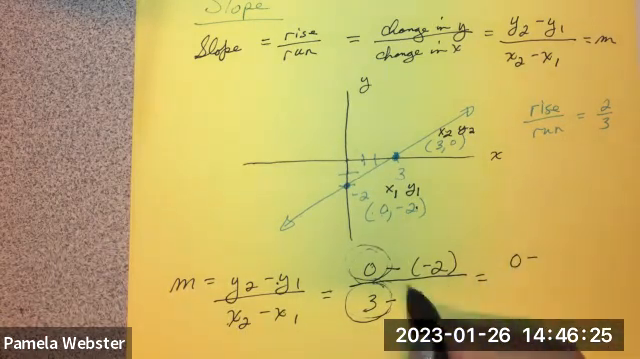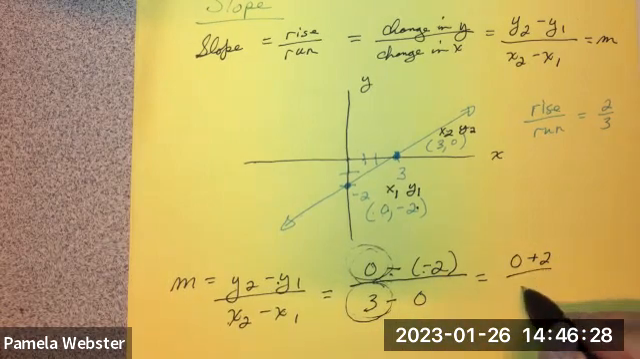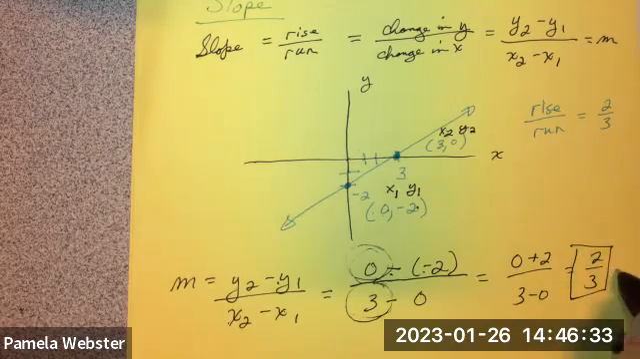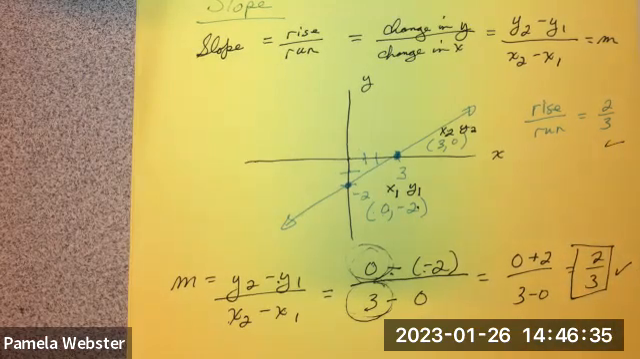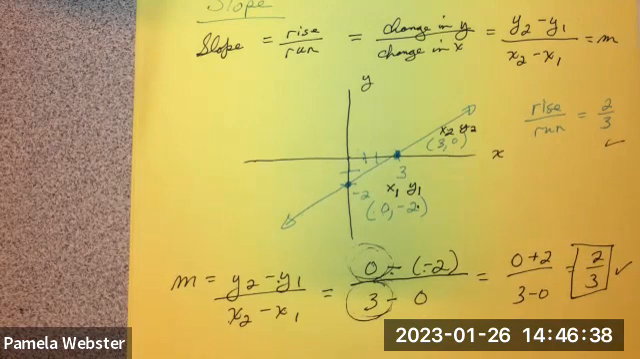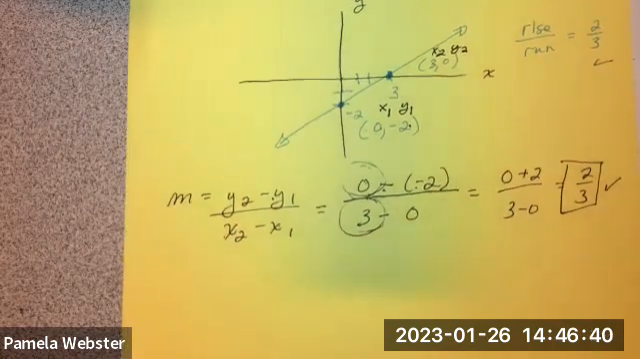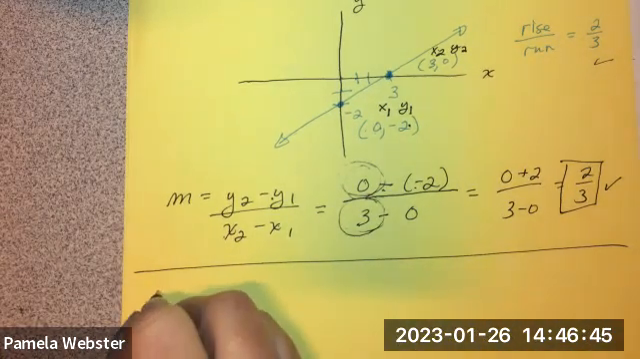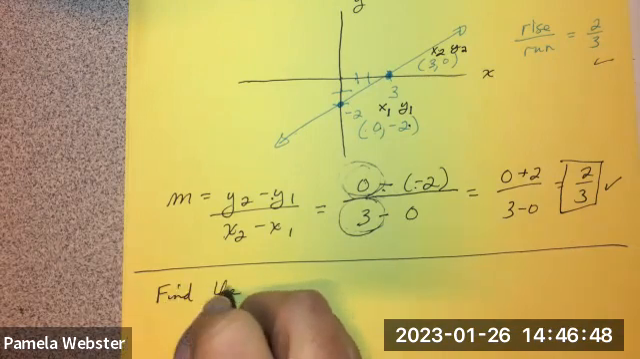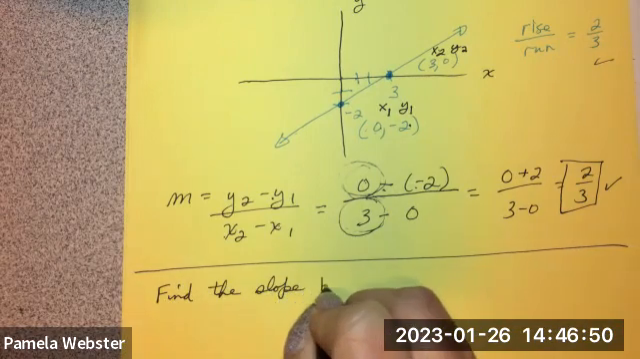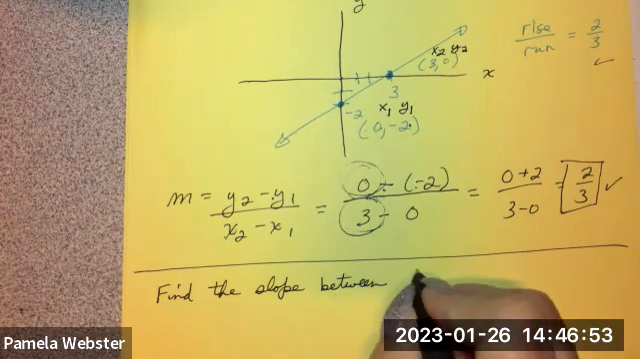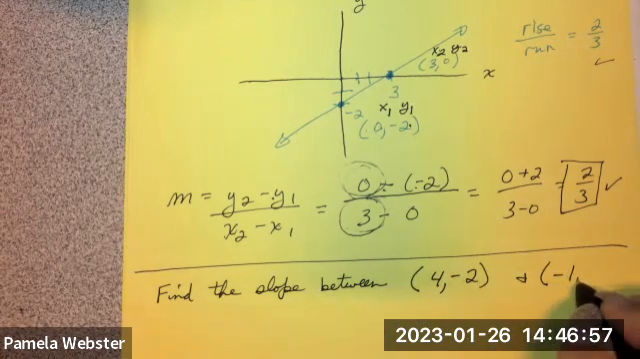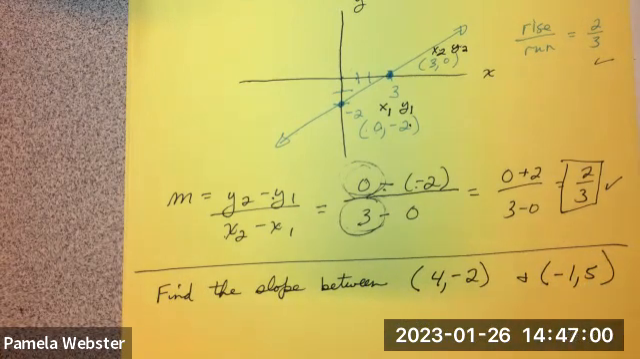Well, this is 0, a negative and a negative is a +2. And this is 3 minus 0, so this is 2 over 3. And sure enough, we get the same slope that we thought we had. So that's the idea that goes on behind that. So I'm going to give you a couple of points, and I want you to find the slope. So that's what your directions are going to look like in the homework, on the test, and stuff like that. Find the slope between, here's my point, 4, -2, and -1, 5. Those are my 2 points.